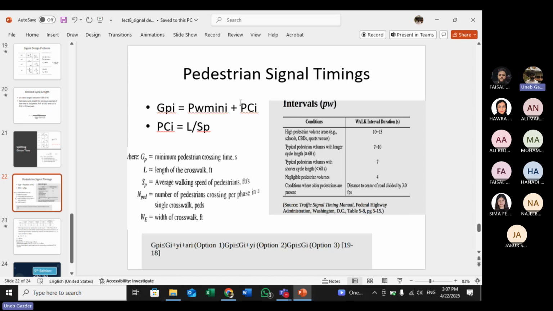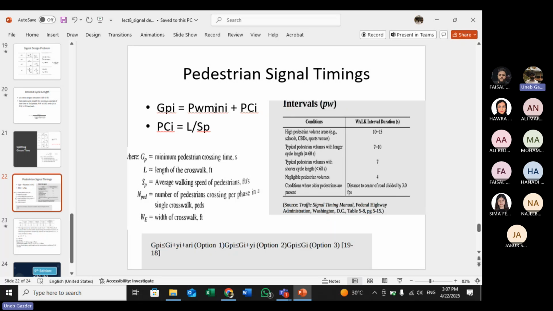Okay, so PCI is the length of the intersection divided by speed of the pedestrians. For older pedestrians, if you are taking 3 here, then for normal pedestrians, it will be more than 3. You can do your own studies to find out what is the average speed of pedestrians in your area.